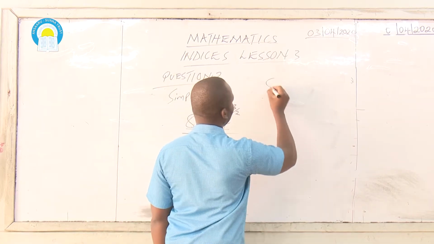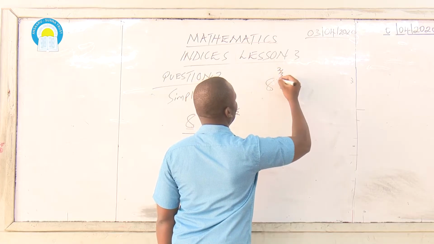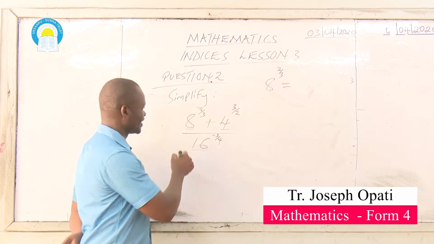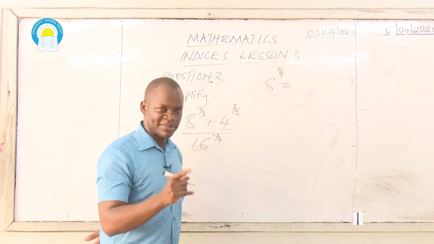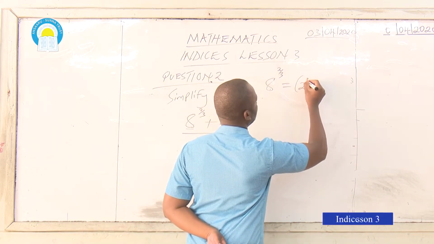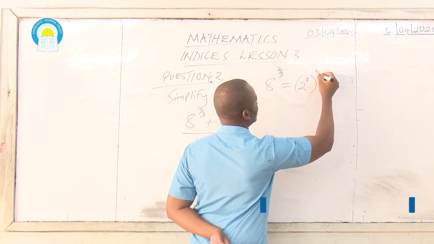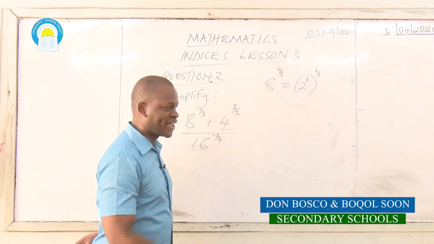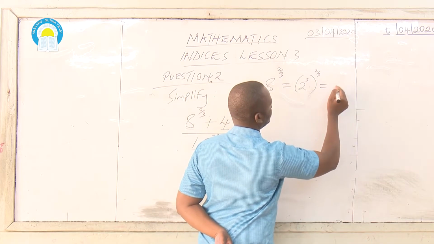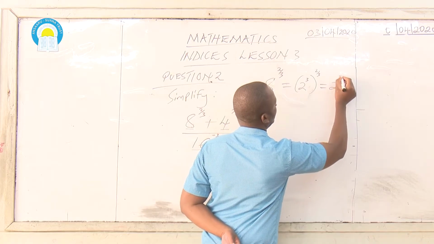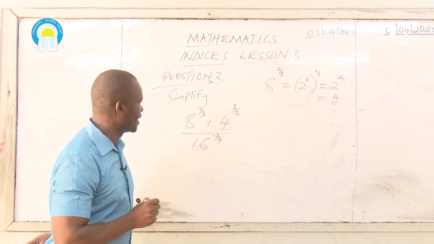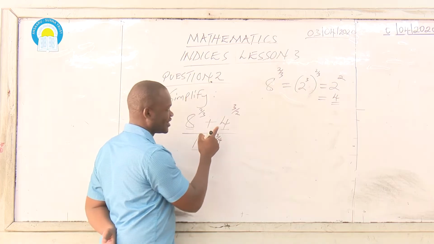We have 8 power of 2 over 3. So we said in this case 8 expressed in index form would give us 2 power 3. Then recall we had our 2 power 3 there. Multiply 2 over 3 by 3. If you're very keen, what do you get? You get 2 power 2, whose eventual outcome is 4.